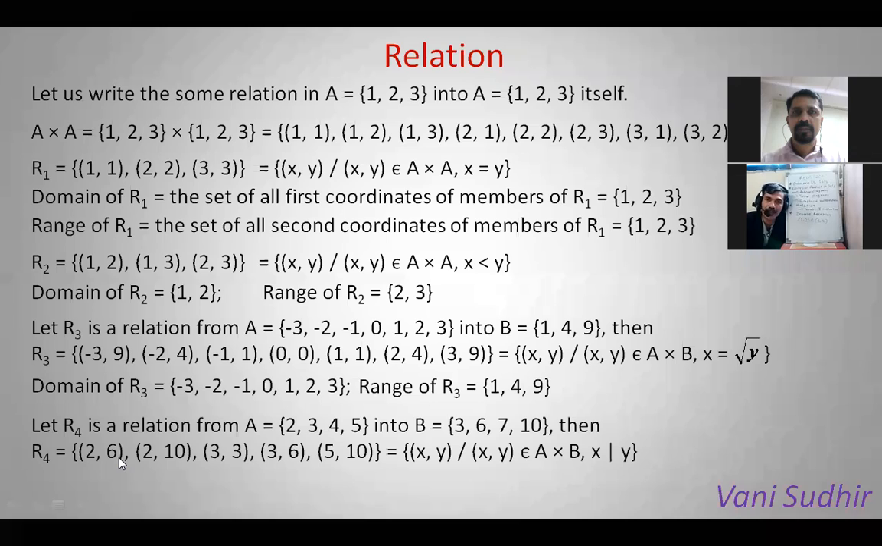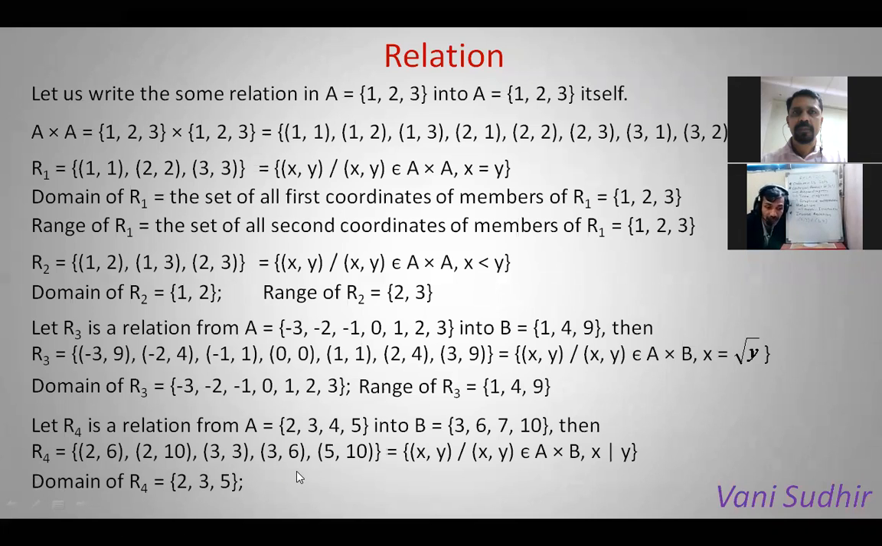The first element, how is it? The first element divides the second element. See, 2 divides 6, 2 divides 10, 3 divides 3, 3 divides 6, 5 divides 10. Here the first coordinate is dividing the second coordinate. Or you can tell it like this also: the second coordinate is a multiple of the first coordinate.